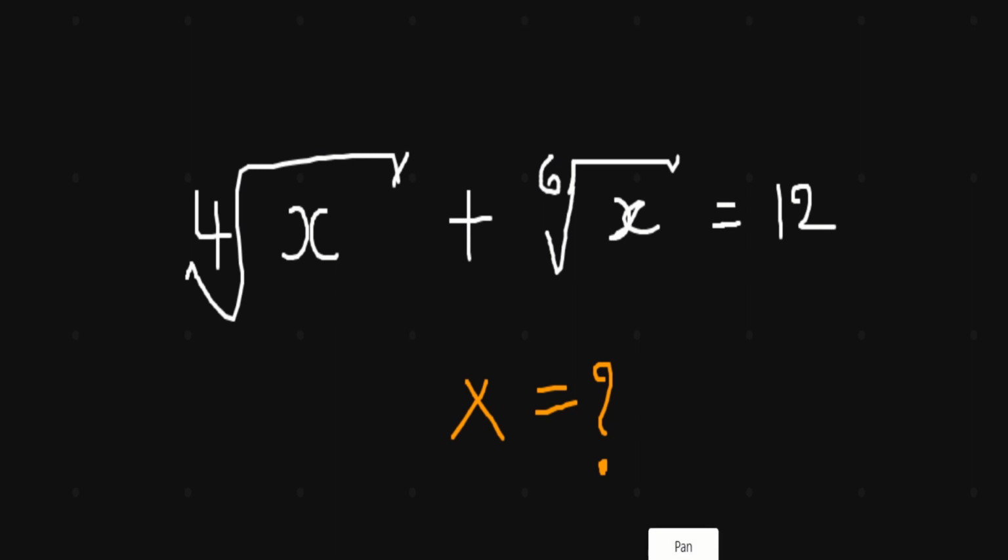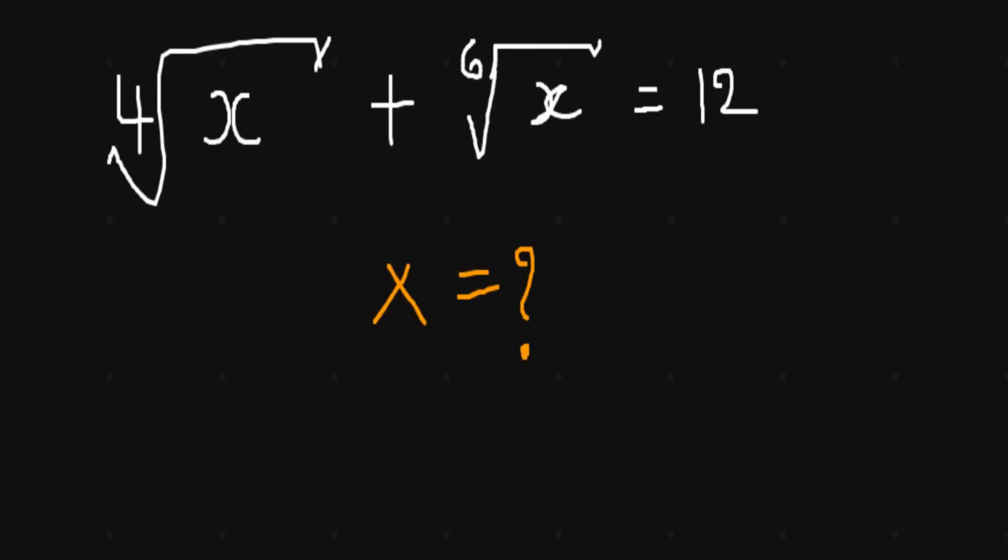So friends, here we have given 4th root of x plus 6th root of x is equal to 12. We need to find the value of x here. So let us find it. Here we can write 4th root x plus 6th root x is equal to 12 as x power 1 by 4 plus x power 1 by 6 is equal to 12 here.